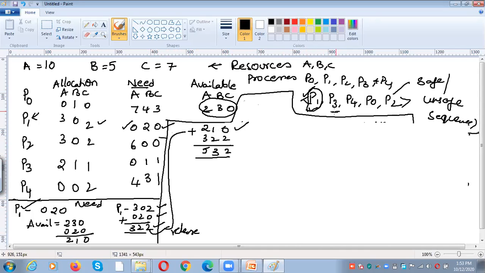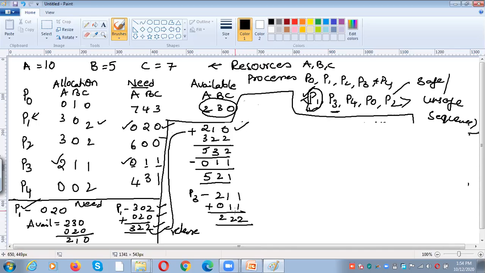And then we need to assign to P3. What is the need of P3? 0 1 1. Okay. What you need to do is subtract 0 1 1 from the available resources, because you want to give it to the P3 process. 5 minus 0 is 5. 3 minus 1 is 2. 2 minus 1 is 1. Now these are the available resources. So earlier how many resources had you given to P3? 2 1 1. You had given 2 1 1 earlier, now 0 1 1. How many resources in total have you allocated to P3?